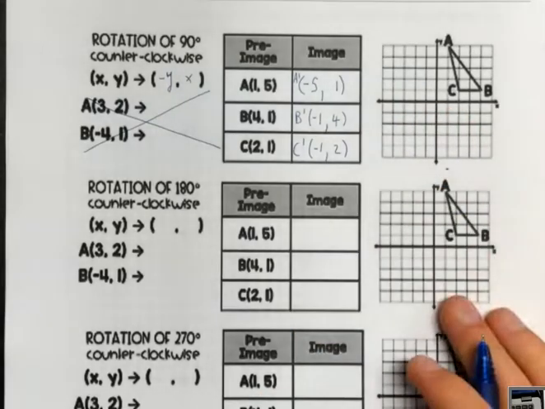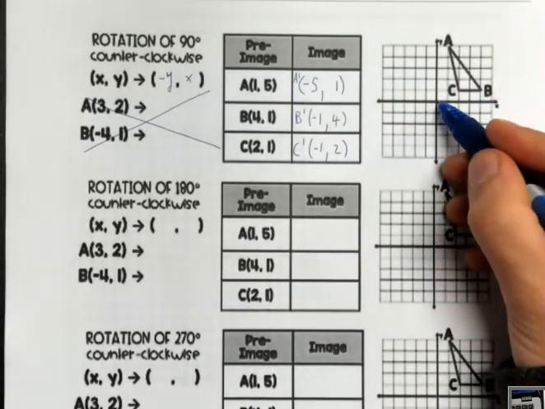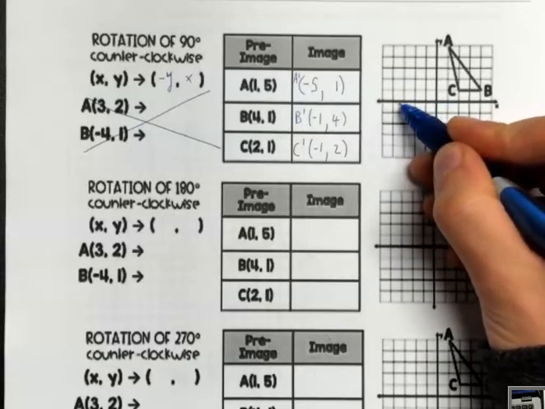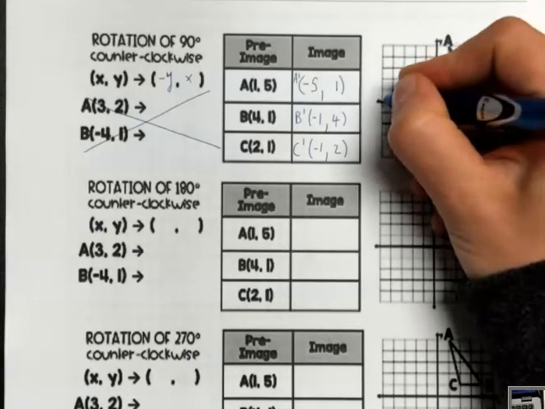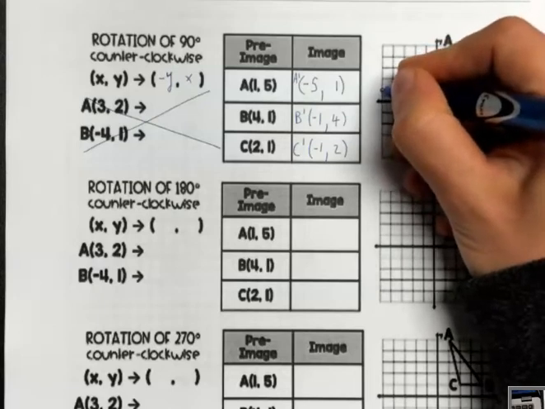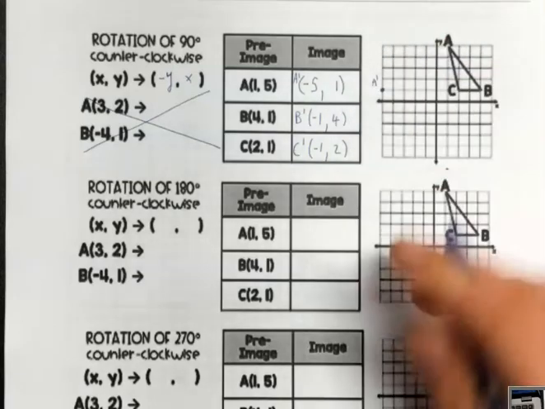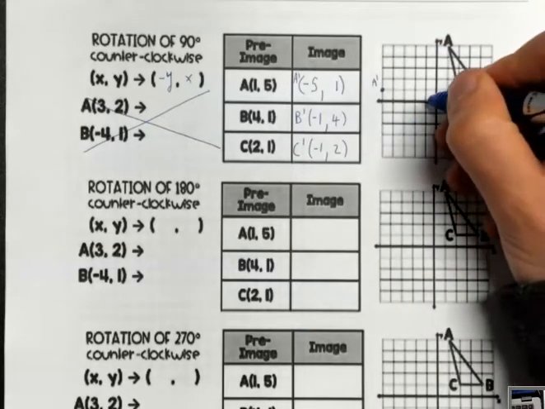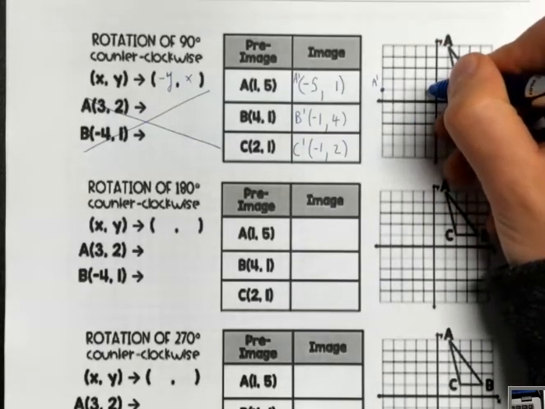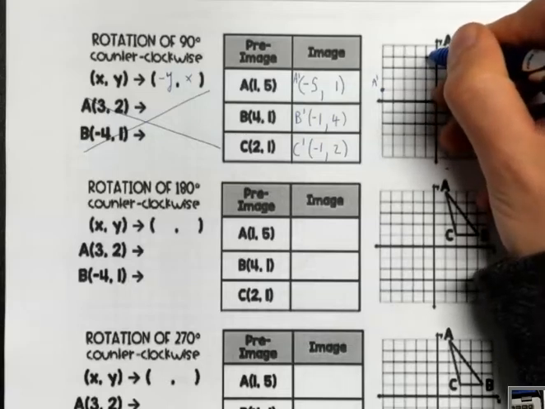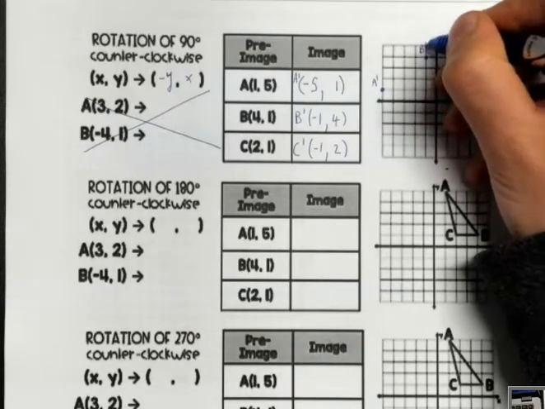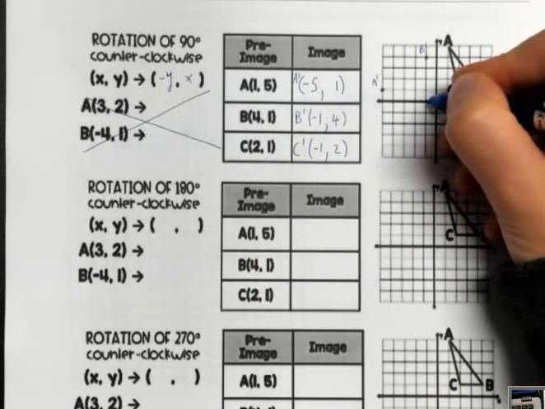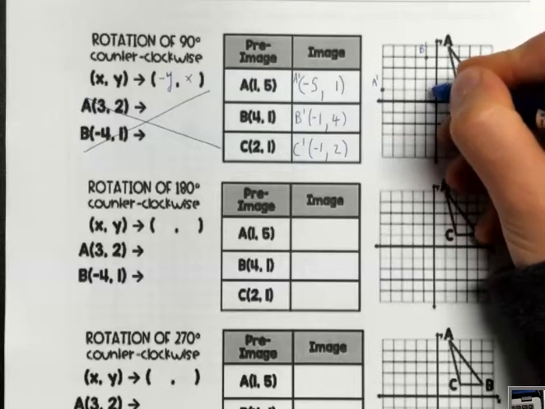Okay, and then I'm going to plot these. Negative 5 is right here: 1, 2, 3, 4, 5. Yep, negative 5 and 1. So this is my A prime. B prime is negative 1, 4. So negative 1 and 4. So B prime. And then C prime is negative 1, 2. So negative 1 and 2.